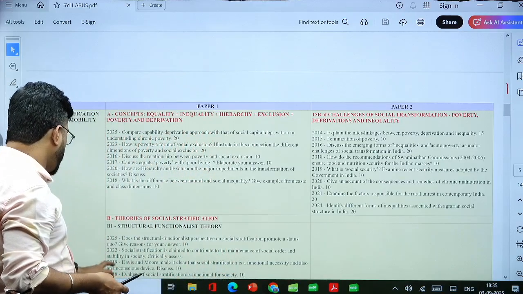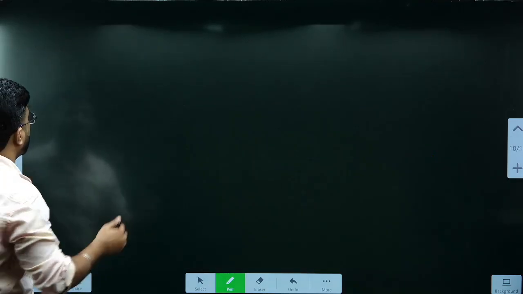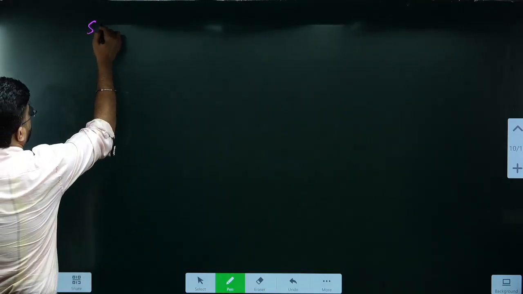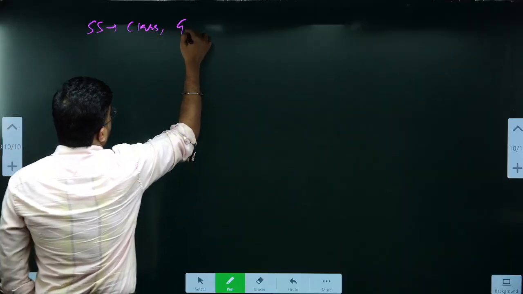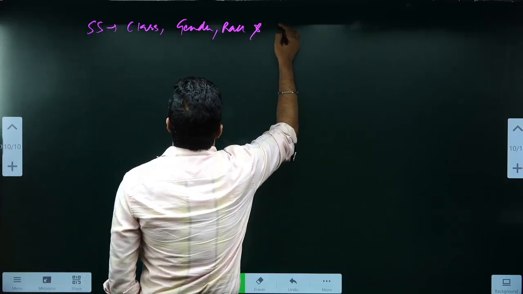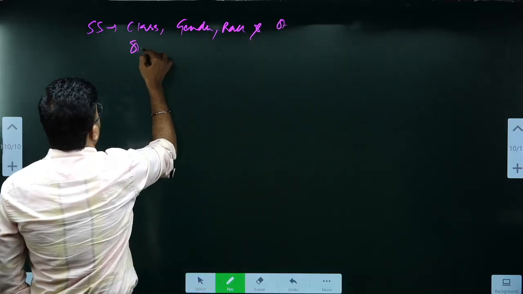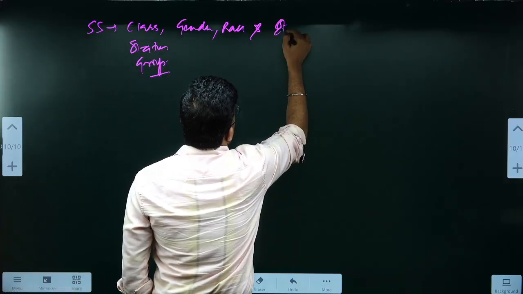Then in this particular section itself, the social stratification part, you will be reading about social stratification related to class, gender, race and status, class, status group here and ethnicity.